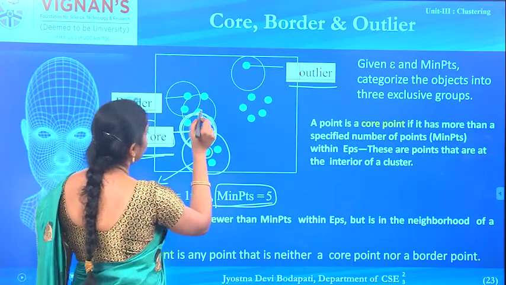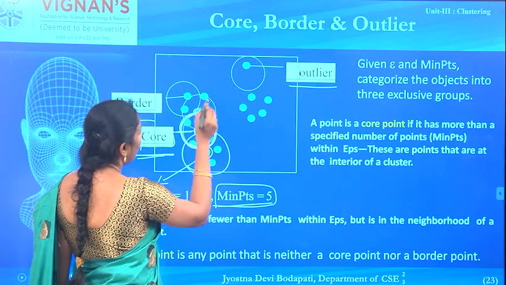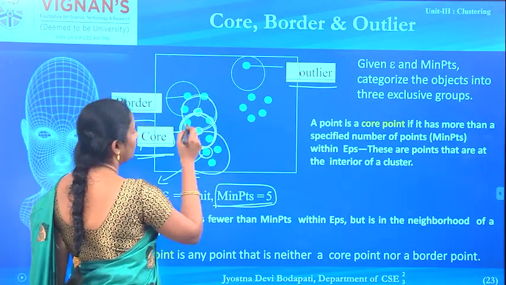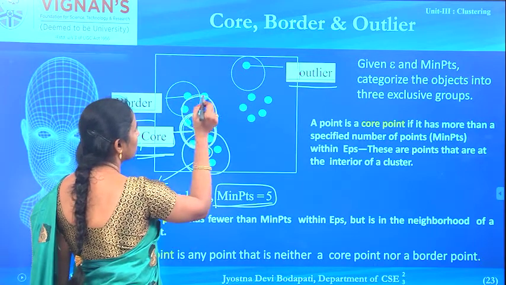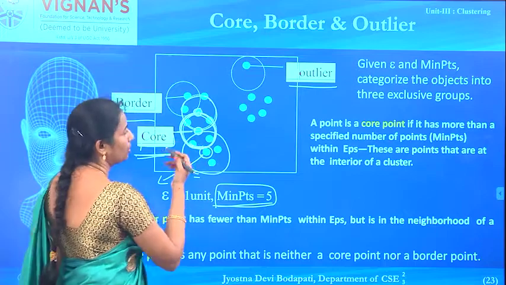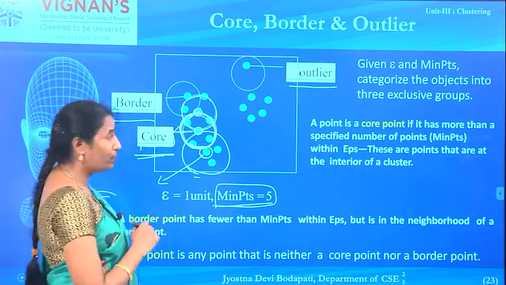And now consider this element. For this element, how many elements? This is the region of epsilon neighborhood, and 1, 2, 3, 4, 5, 6, 7 elements are there in the nearest neighborhood. So this also can be called a core point.